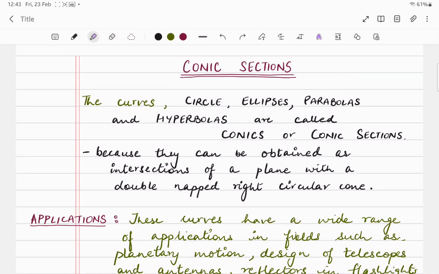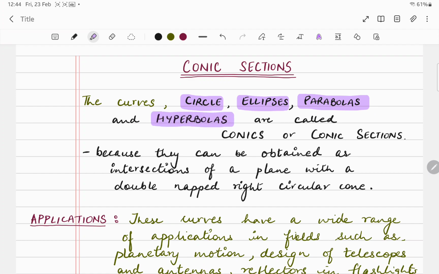Hi guys, in this video we are going to learn about conic sections. It's an introduction of what conic sections are, how these curves are useful, and where they come from, right? So conic sections are curves. These four curves are called conic sections: circle, ellipse, parabola, and hyperbola.